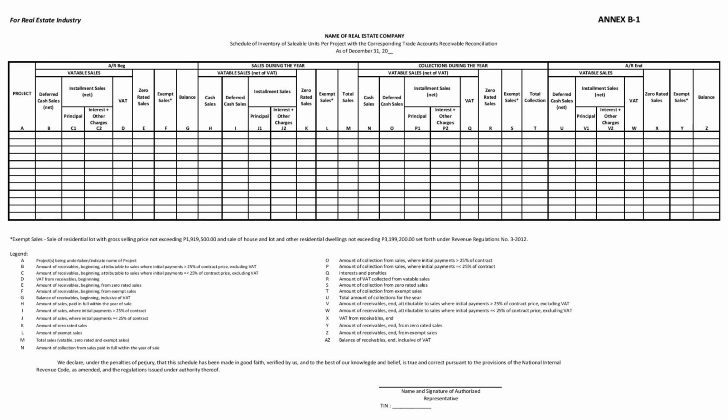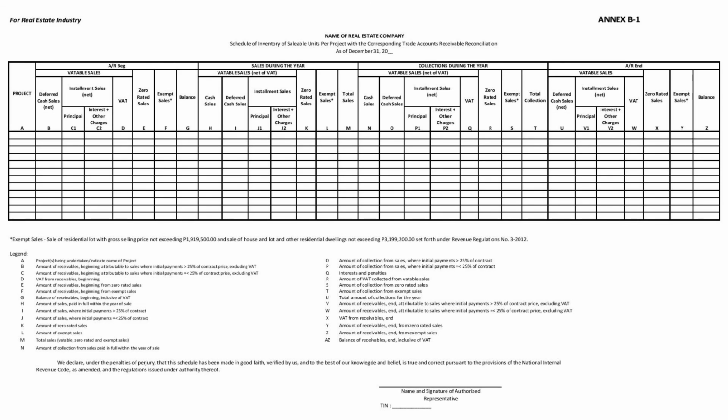We have cash sales, deferred cash sales, installment basis, principal, interest plus other charges. And then we have zero rated sales, exempt sales, and then the total sales. And then we have the batable sales net of VAT. So we have installment sales net, principal, and then the interest and other charges. Then we have VAT, zero rated sales, exempt sales, total collection. And for accounts receivable end, we have batable sales, deferred cash sales, installment sales, principal, interest, other, VAT, and then we have zero rated sales, exempt sales, and the balance.